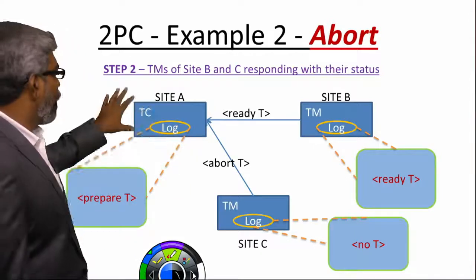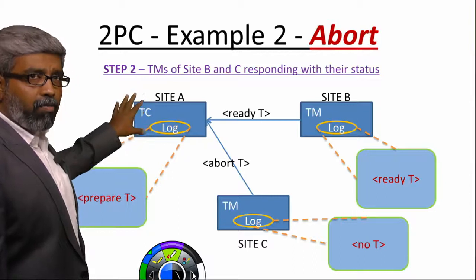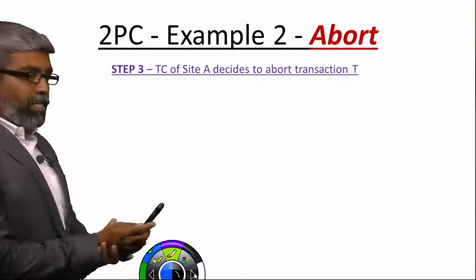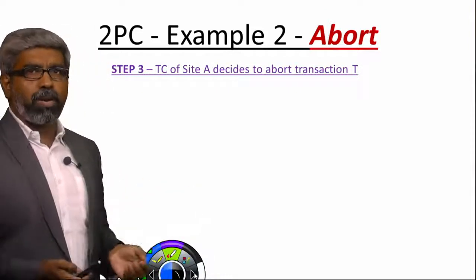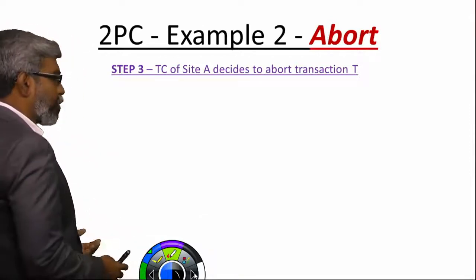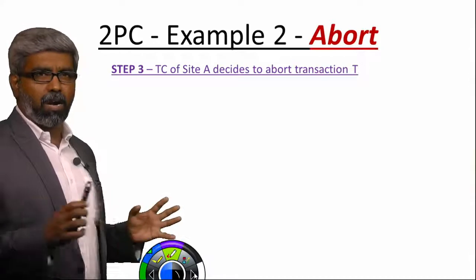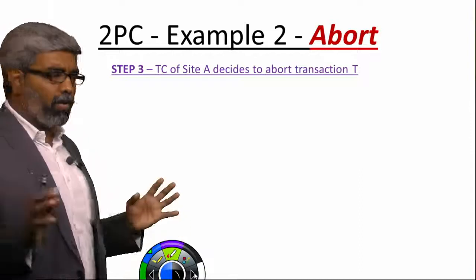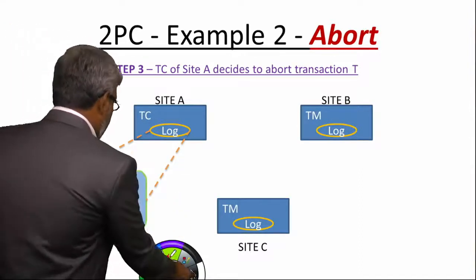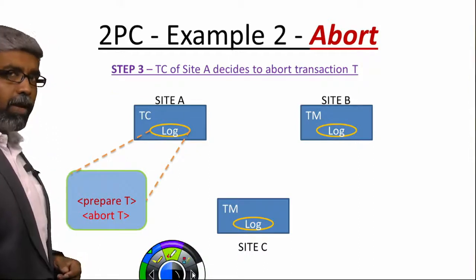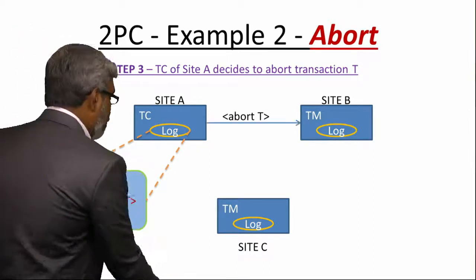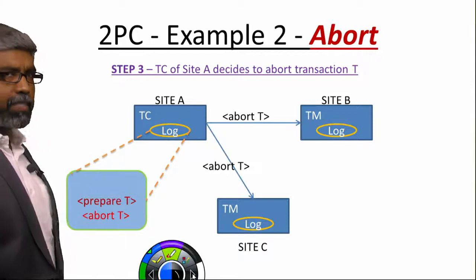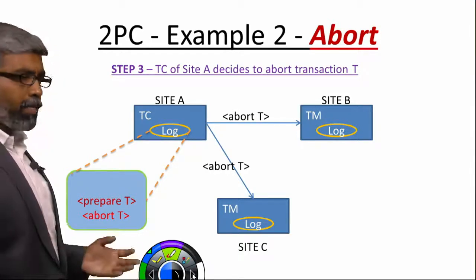Now this decision is known only to the transaction coordinator of the initiating site A. So now it has to decide. The transaction coordinator of site A decides to abort the transaction because one of the sites is not ready to commit. This is the atomic property: all must be ready to commit, otherwise no one needs to commit. So site A writes an abort T message in its log file, and communicates abort T to all participating sites, saying that it has been decided to abort the transaction T.